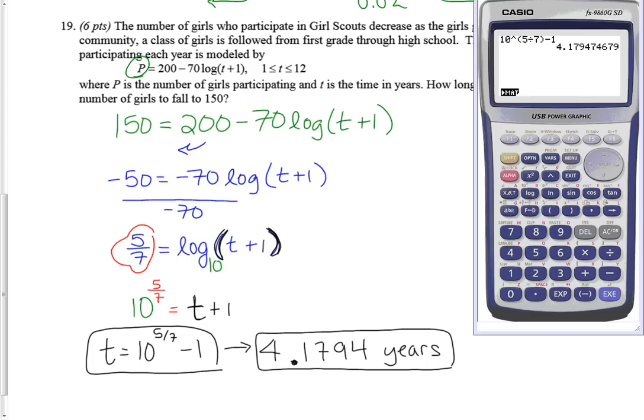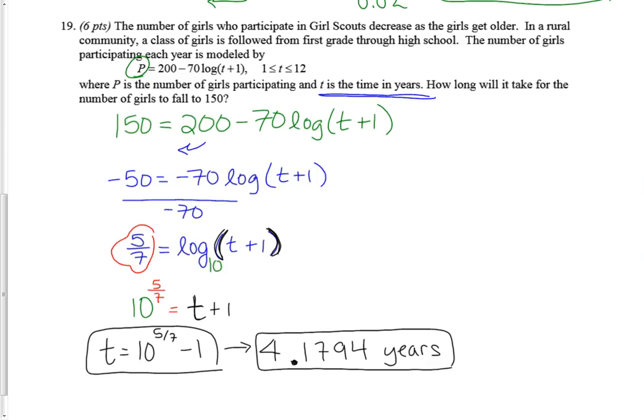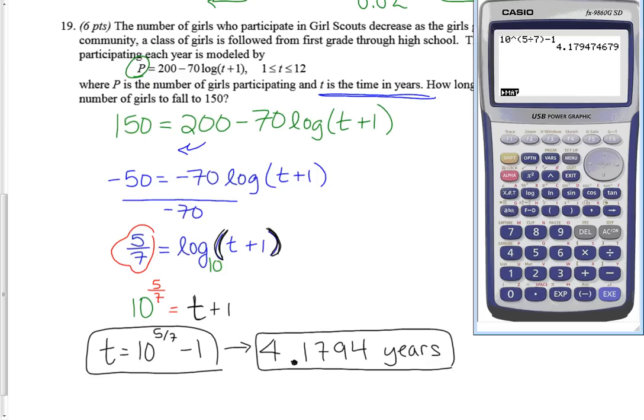So I went ahead and typed that into my calculator. Be sure that you put that exponent in parentheses, or it's not going to put the divide by 7 in there. Then with my answer, I had 4.1794, and to get units for that, it told me up here in the problem, t is the time in years. So I just put years on there as my time.